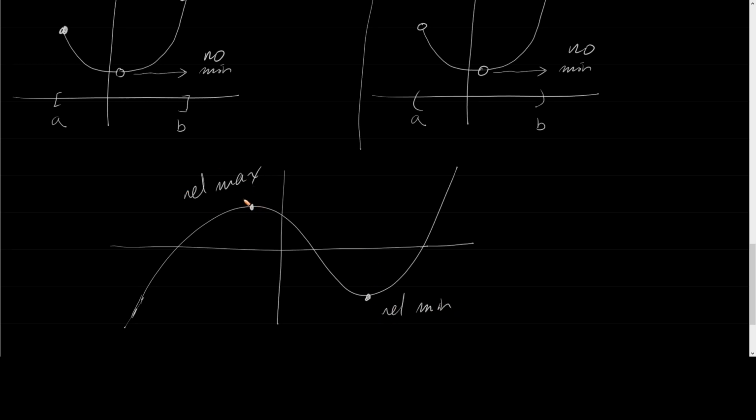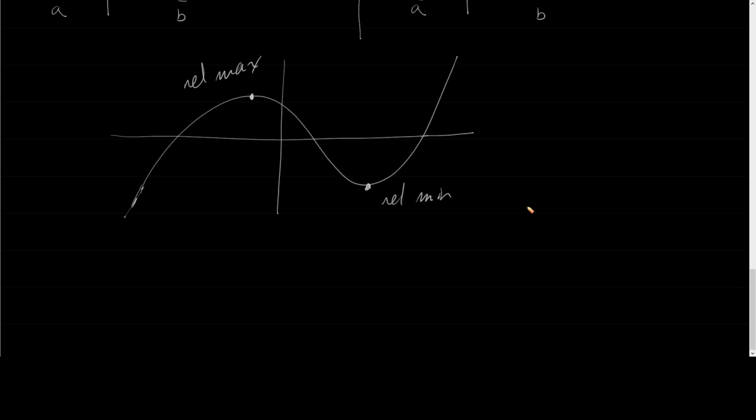Because near it, locally, relative to everything near that, it's the biggest value. Or over here, relative to that, that's the smallest value. So that's what makes it a relative min. And notice there that I put those parentheses on both sides because it needed to be on an open interval, not a closed interval. But either way, in here, that's a relative max and a relative min.